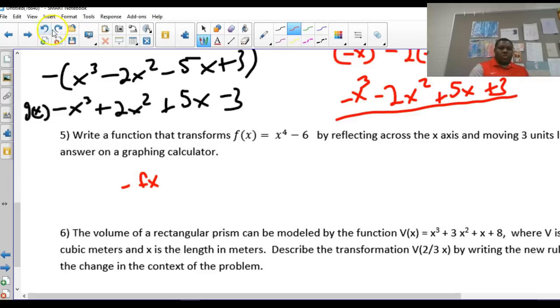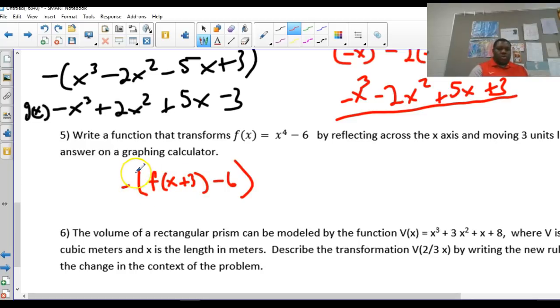Then you're going to move it to the left by 3 units. So now take the negative. Again, you have to remember, this is the reflection of f of x. This will move it to the right.